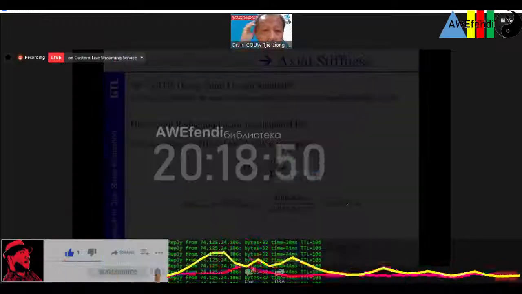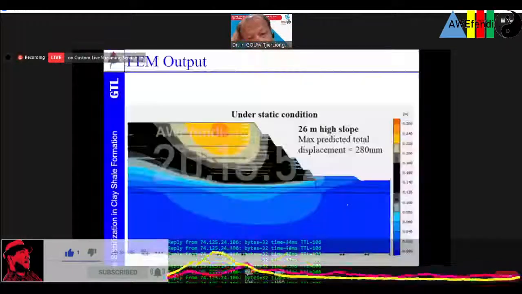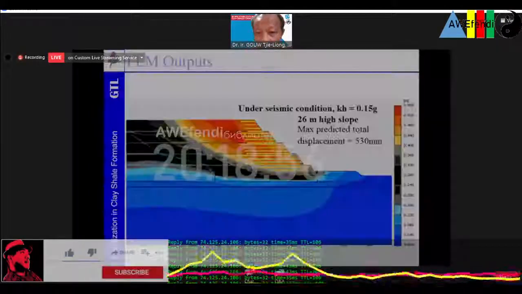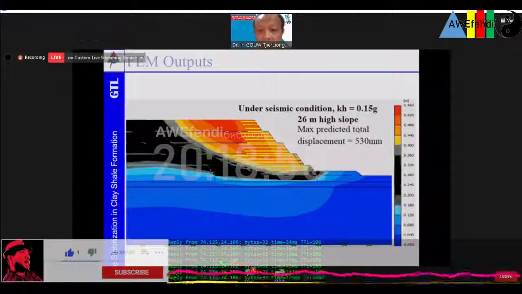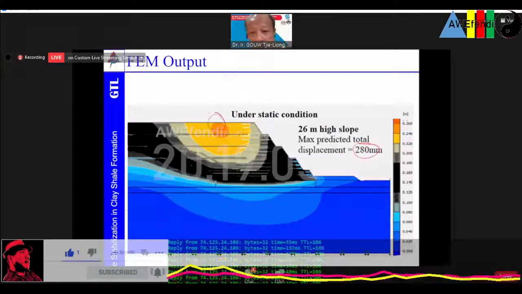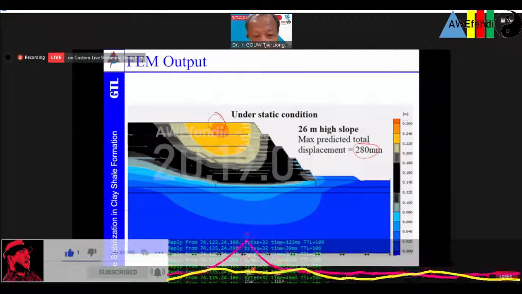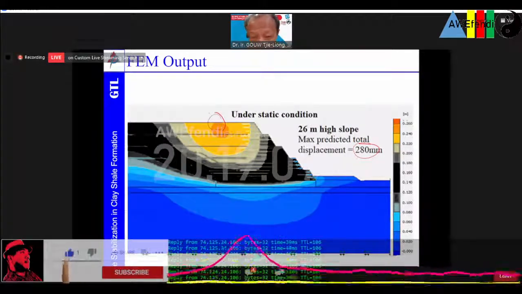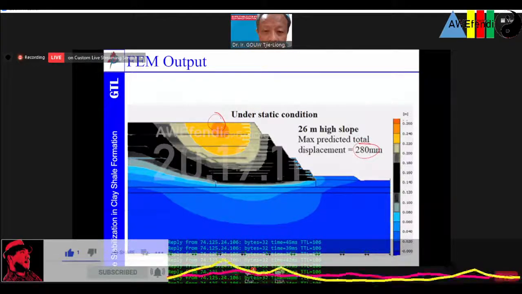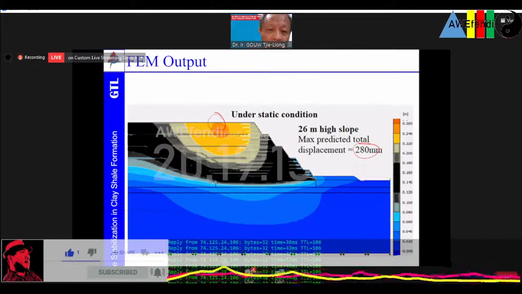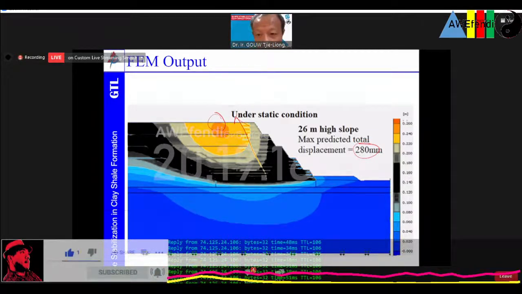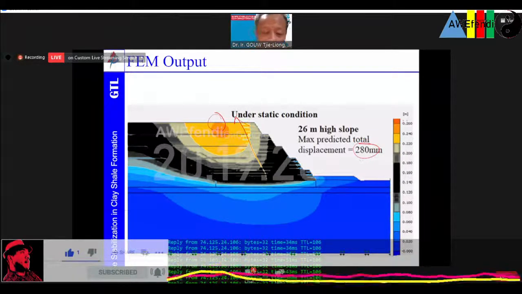So this is one example of the output under static condition, the 26-meter height slope. Predicted displacement will occur somewhere around here, about 280 millimeter. Of course, this analysis is as if we are topping up everything without any leveling up. In reality, I think it will be lower than this.